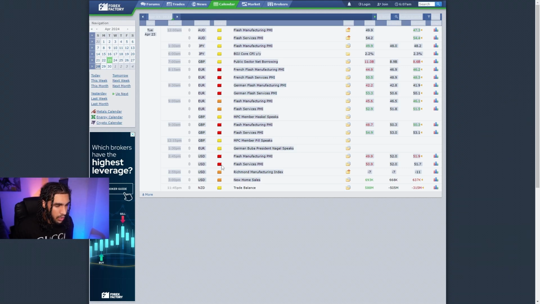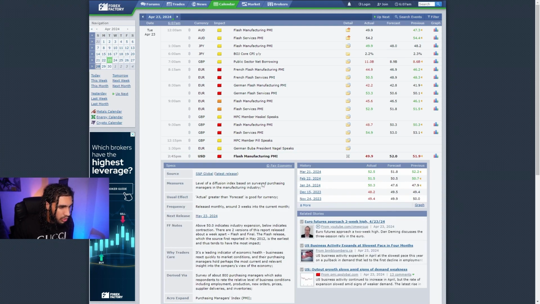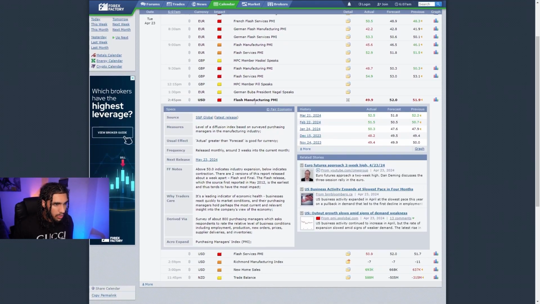For everyone that lives in the UK and onwards, it's New York session. You kind of want to be trading nothing else, to be fair. And as you can see, it shows you all the information like flash manufacturing PMIs, like the level of diffusion index based on surveyed purchasing managers, and I'll be honest, I can't really read it. Then this is where it's important. It shows you the forecast and the actual results of what happened. So if it's green, obviously the markets must have pushed up. If it's red, the markets pushed down. Well, the news outlets pushed the market down.